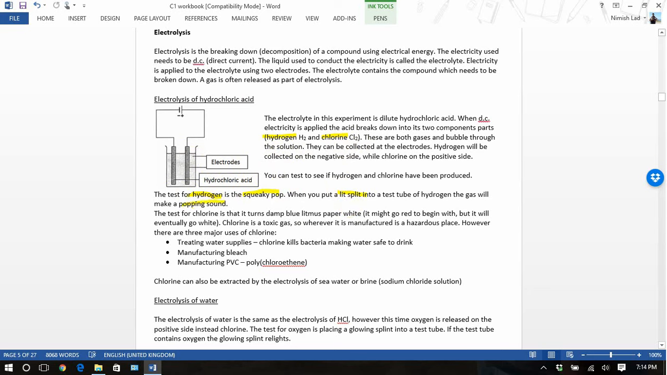You also need to know the test for chlorine. The test for chlorine is you take damp litmus paper, and it turns white. First it will go red, but then it will go white. So damp blue litmus paper goes red and then white.